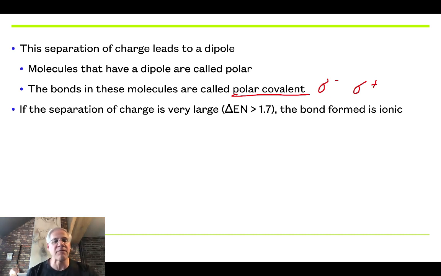Okay, if the difference in electronegativity or separation of charge is large, in other words that delta EN is greater than 1.7, so that's what we actually use in our book, is 1.7. You'll see different values in different books. I've seen books use 1.8, I've seen books use 2.0. That range between 1.7 and 2.0 is very much a gray area as far as what type of bond forms.